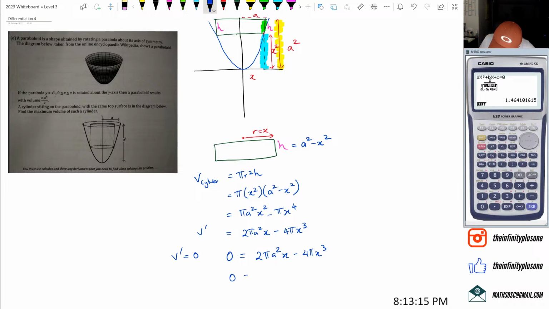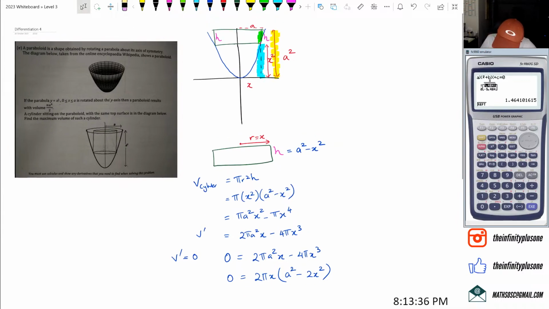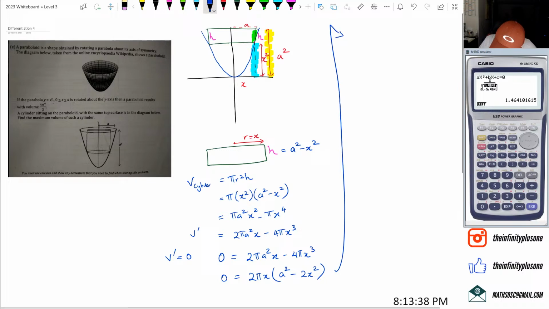Then we can get rid of a few things. I'm going to take 2 pi x as a common factor, which means I've got a squared minus 2x squared. I think that's correct, let me just check. 2 pi x, yep, that's all looking good. And then from here, I could say that 2 pi x is equal to 0, which means x is equal to 0, or a squared minus 2x squared is equal to 0.